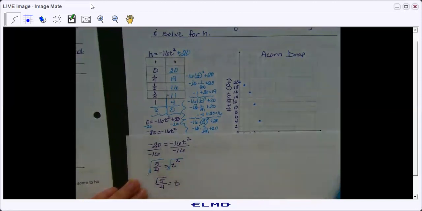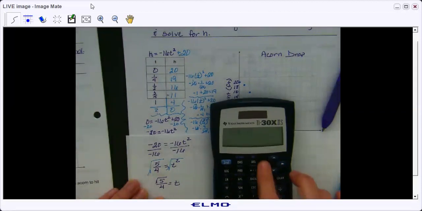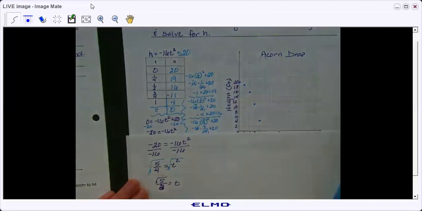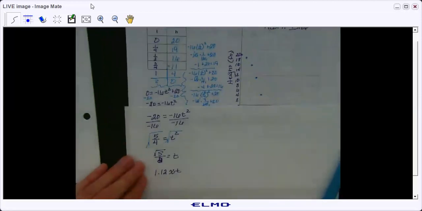And you guys are going to love this because now we can take our calculator and figure this out. So I'm going to take the square root of 5. And then I'm going to divide that by, oops, it's not 4, it's actually 2. The square root of 4 is 2. And divide that by 2. And I get about 1.12. So my time is approximately 1.12 seconds.